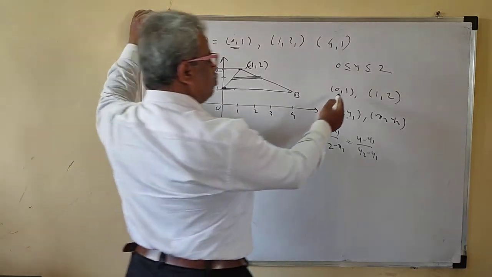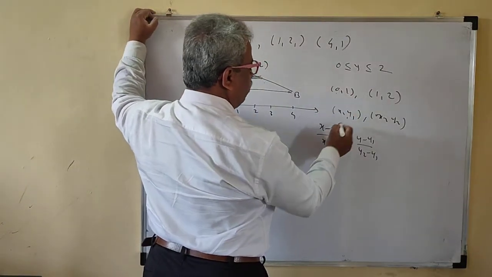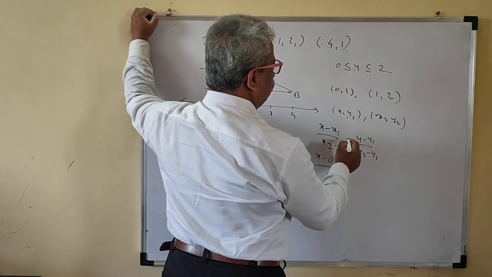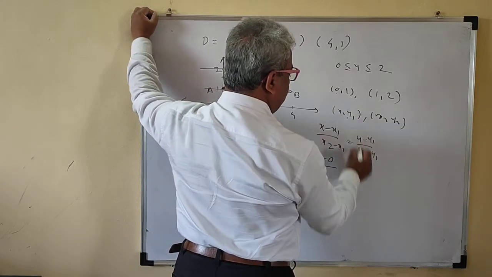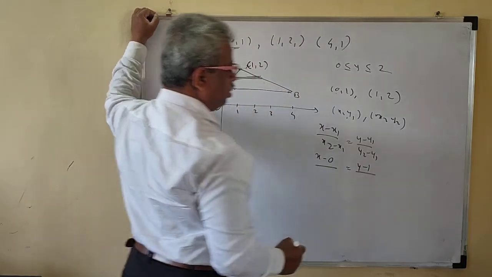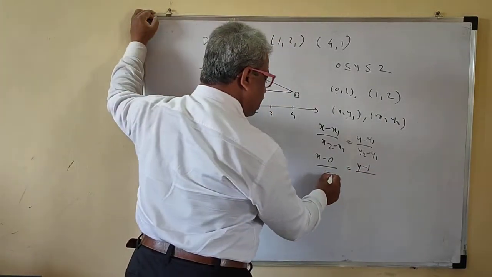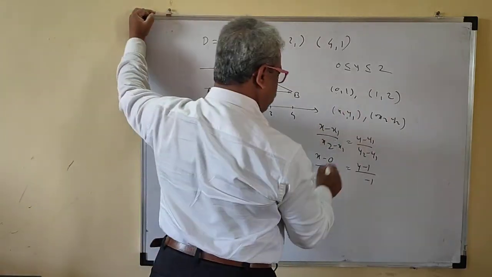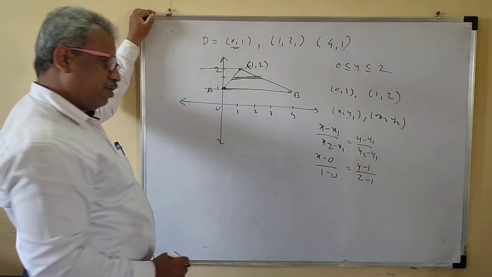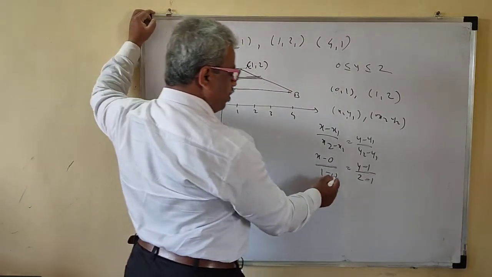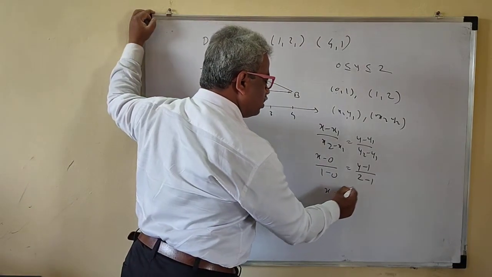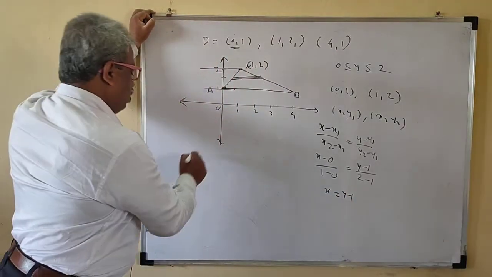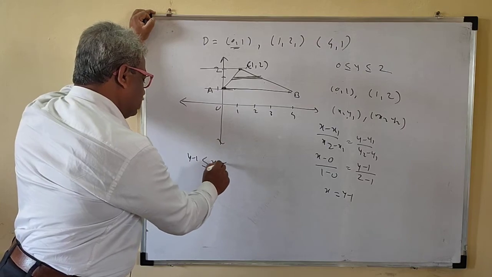Now this is your (x1, y1), so we write x minus 0 upon, and y minus 1 upon. Then put the second point (1, 2): 1 minus 0 is 1, so this is x, and y minus 1. That means y minus 1 is less than or equal to x, which is less than the other boundary.